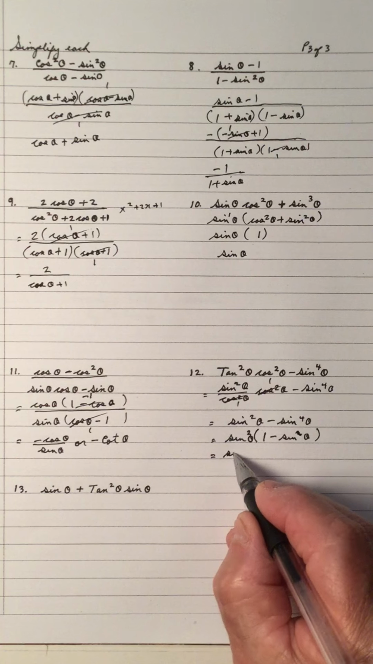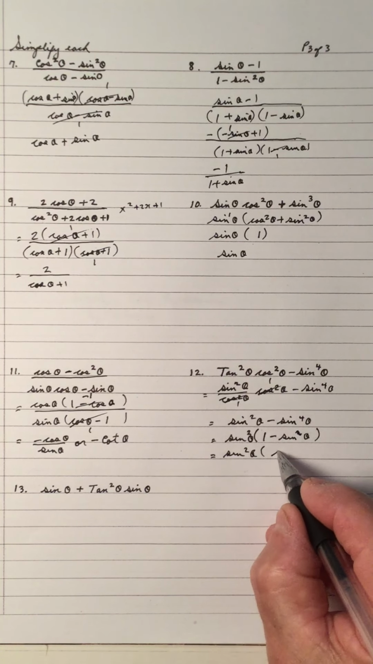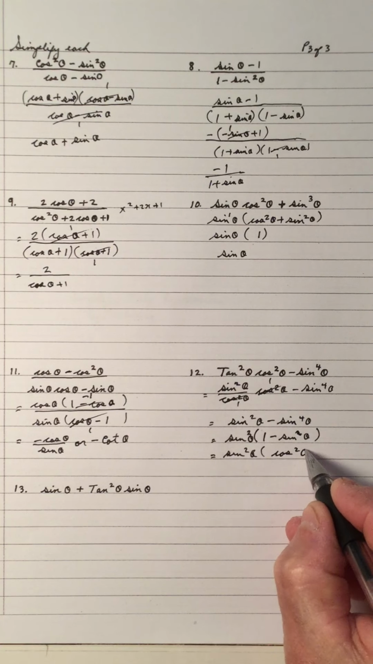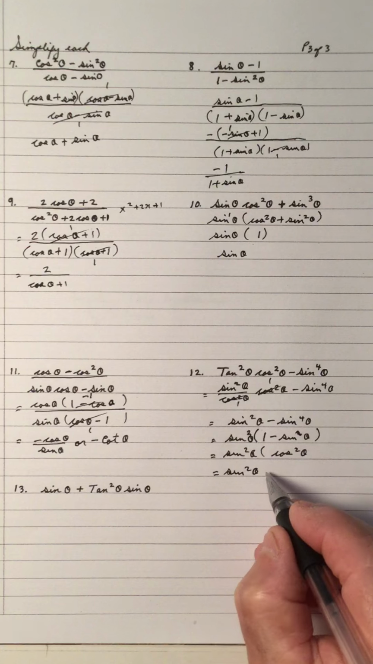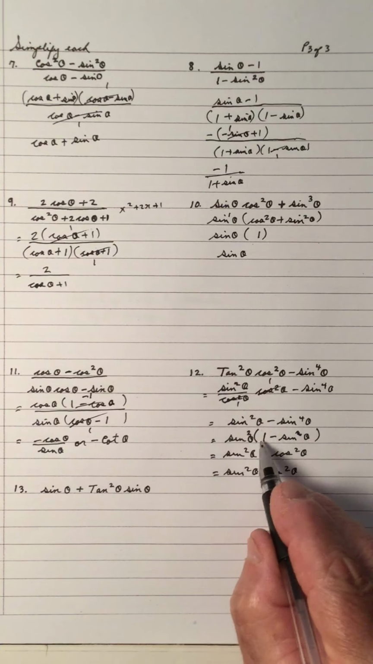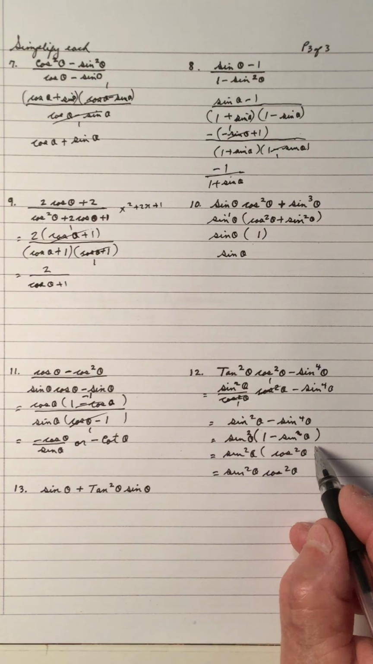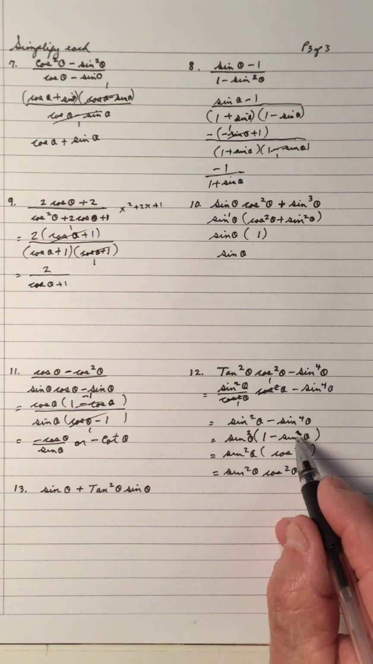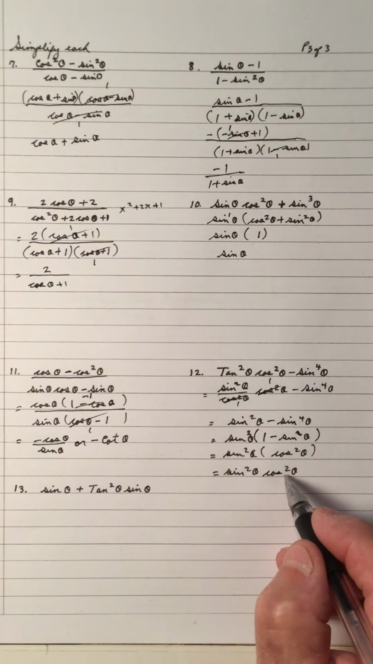And notice we have 1 minus sine squared, which is cos squared. So this is sine squared theta and cos squared theta. Again, this could become 1 plus sine, 1 minus sine. But if you change it to 1 minus sine squared to cos squared, then you get the simplification of sine squared times cos squared.